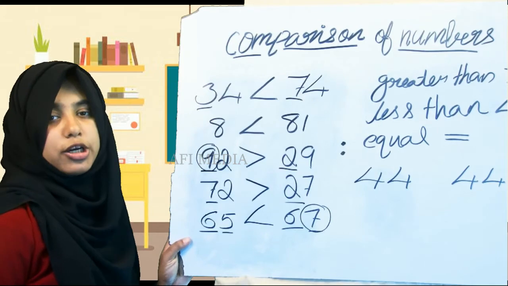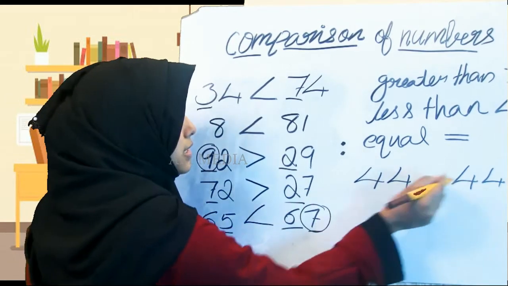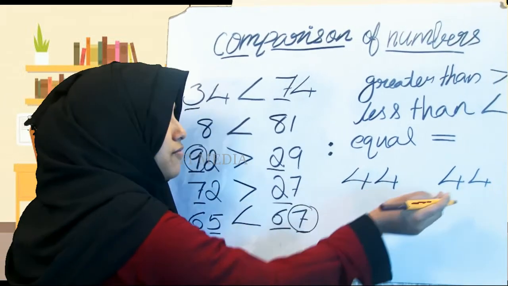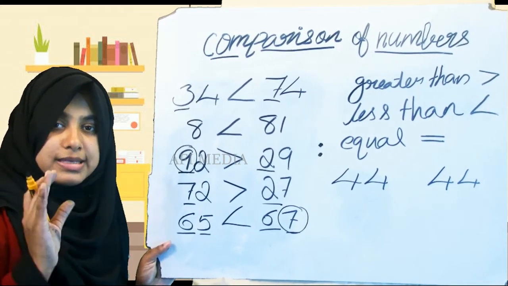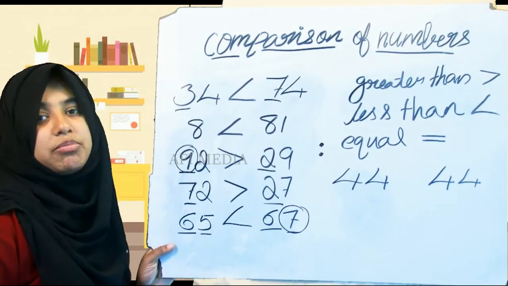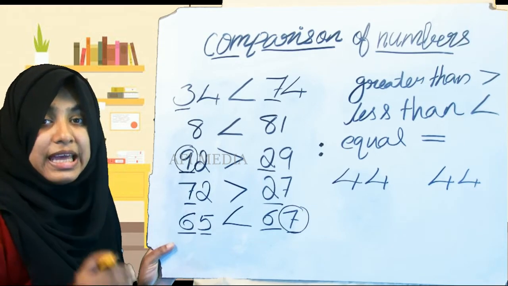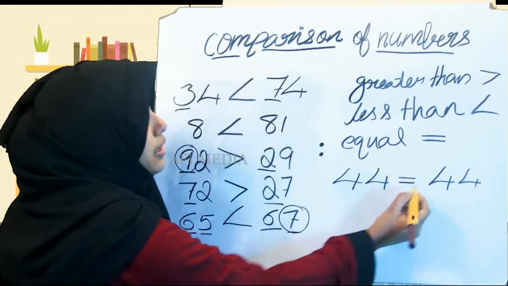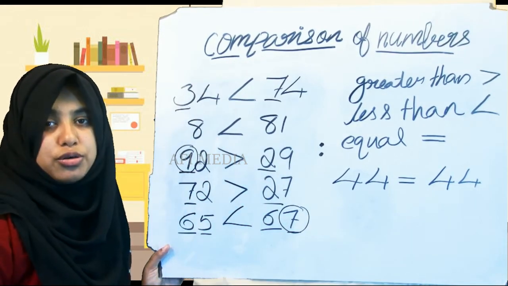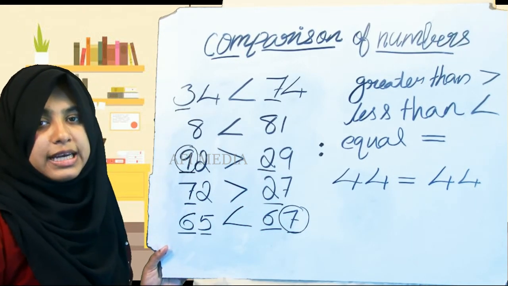The same terms are equal here. The same ones are equal here. That you can know, this means the same number is same or equal. So we can add there, or we can symbolize here equal to.